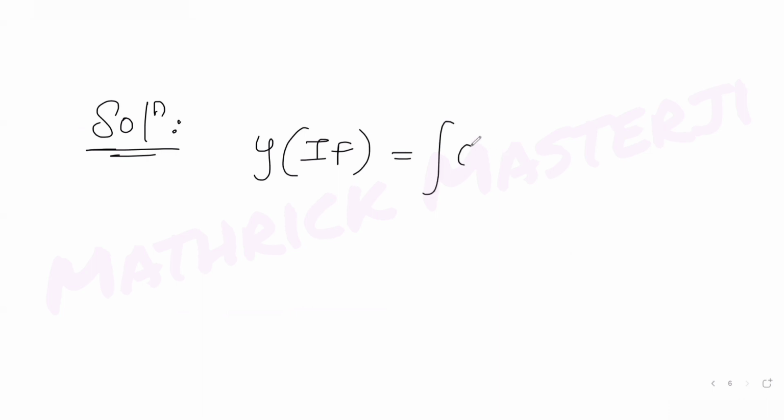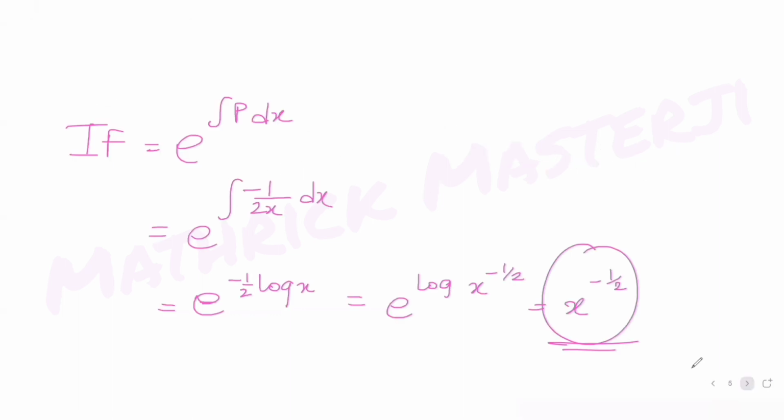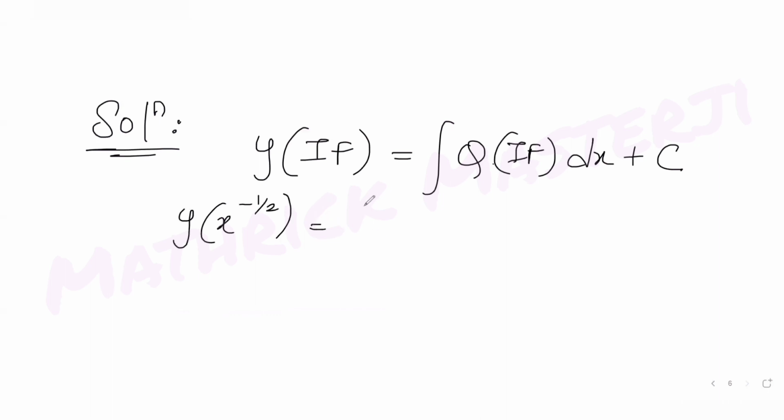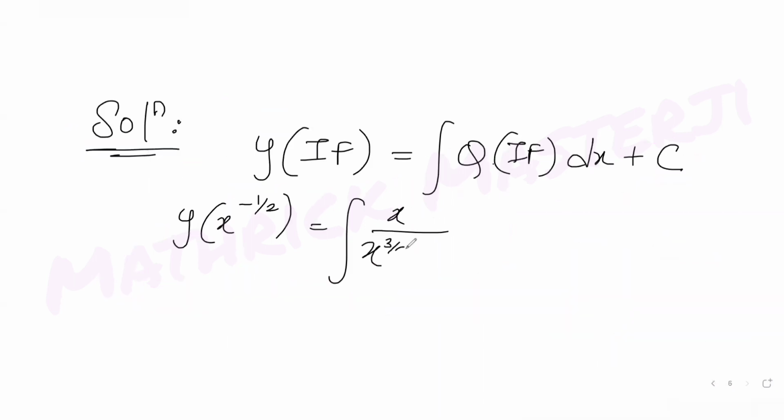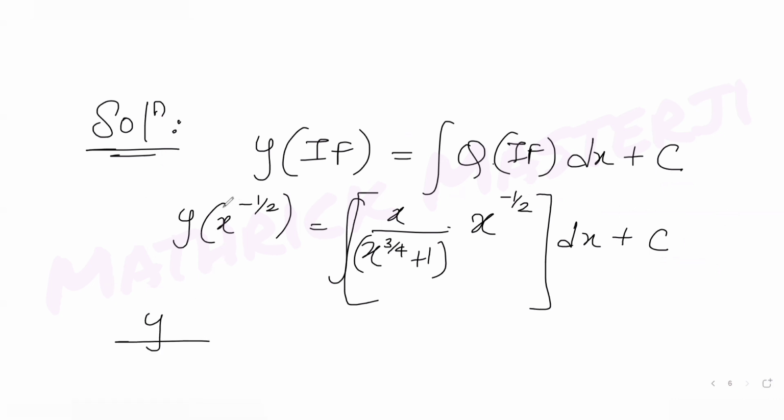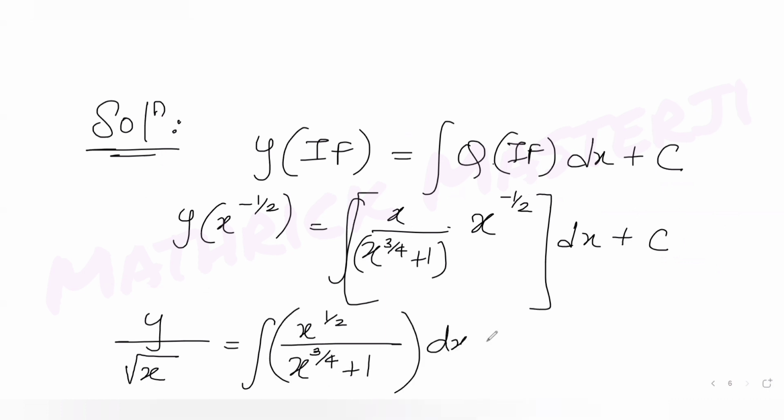I get my solution of the differential equation as y into the integrating factor, IF, is equal to integral of q into IF dx plus c. So if I put my solution of the differential equation in this form, I get y x raised to minus half is equal to integral of q, q is x over x raised to 3 by 4 plus 1, into the integrating factor, that is x raised to minus half, dx plus c. So what you get here is y over x raised to half, that is root x, is equal to integral of x raised to half upon x raised to 3 by 4 plus 1 dx plus c. So now let's try to solve this integral.